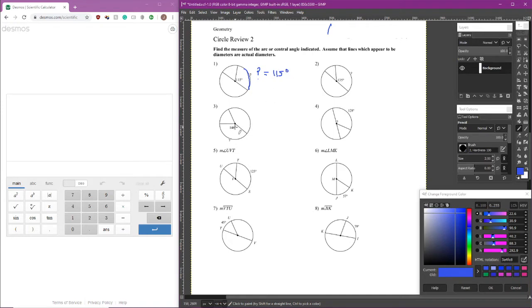Okay, number 3, a similar skill. This is marked as the center. Central angles are the same as their intercepted arc. So again, you don't have to do any math. You just know they're the same. So question mark equals 140.